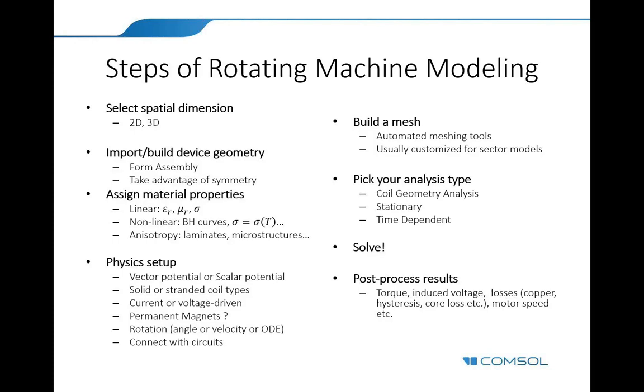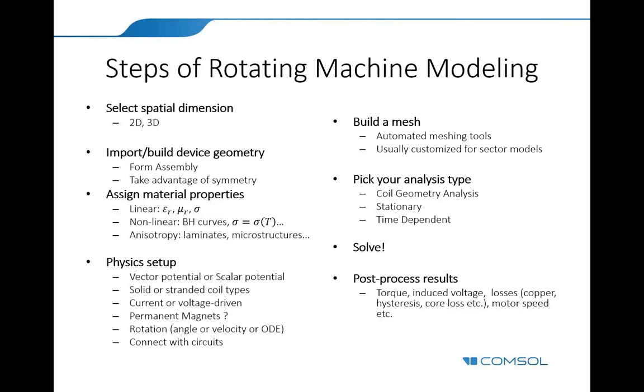If you want to include the dynamics, you can always add the global ODE to include the dynamics of the machine. Then you can obviously use the automatic meshing, but usually we recommend a little bit of customization if you're modeling sector models. So I'll demonstrate how to set up a customized mesh today. And in analysis, you want to have stationary or time dependent. Also, if there is a multi-turn coil, you also want to use a coil geometry analysis to get the coil configuration correct. Then solve and post-process.